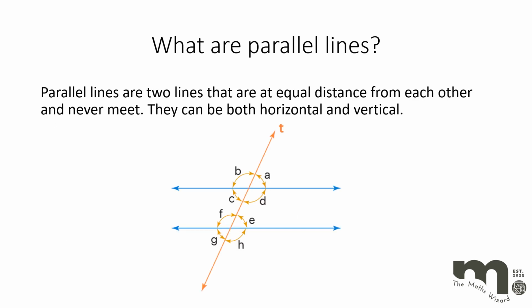First of all, what does it actually mean if lines are parallel? Parallel lines are two lines that are equal distance from each other that never meet, and they can be both horizontal and vertical, and they will usually be going in the same direction as well. We've got a picture of one here. These blue lines are the lines that are parallel, and we've got a line which is known as a transversal here. This is a line that is cutting through both of those parallel lines, and we're going to be looking at the rules that apply to these lettered angles that you can see on this picture here.